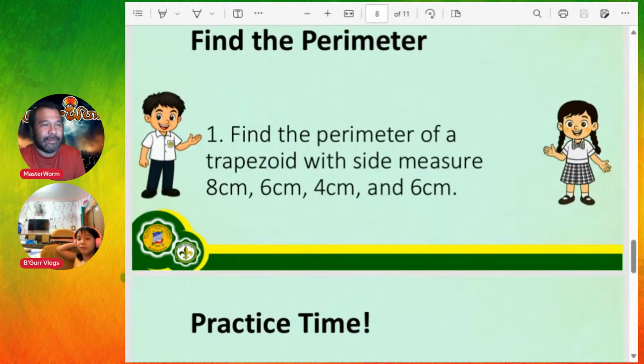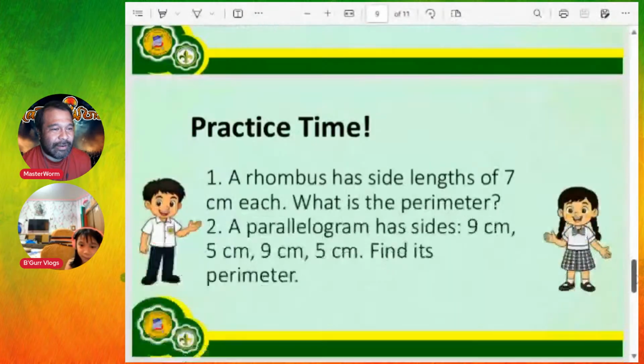All right, here you go, baby. Find the perimeter of the trapezoid. 8 plus 6, how much? You don't have to write it down. You know the answer. 8 plus 6 is 14. Good job. 14 plus 4 is 18. 18 plus 6 is 24. So the answer here is 24. Good job. Let's do practice first.